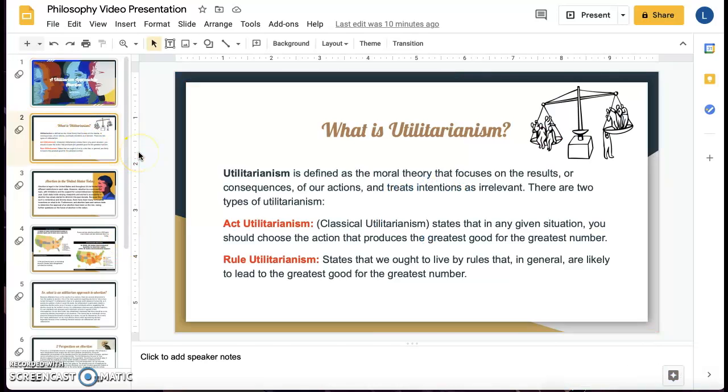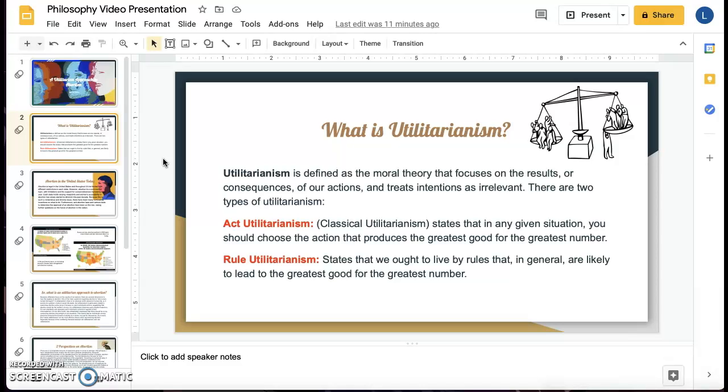So starting off, what is utilitarianism? Utilitarianism is defined as the moral theory that focuses on the results or consequences of our actions and treats intentions as irrelevant. There are two types of utilitarianism. First is act utilitarianism or classical utilitarianism. This states that in any given situation, you should choose the action that produces the greatest good for the greatest number. Rule utilitarianism states that we ought to live by rules that, in general, are likely to lead to the greatest good for the greatest number of people.